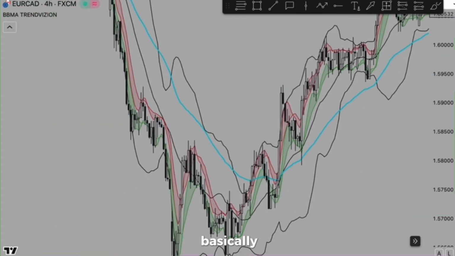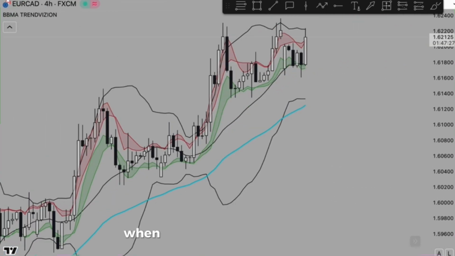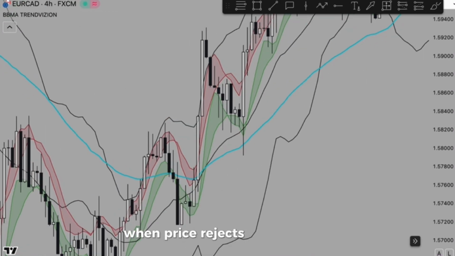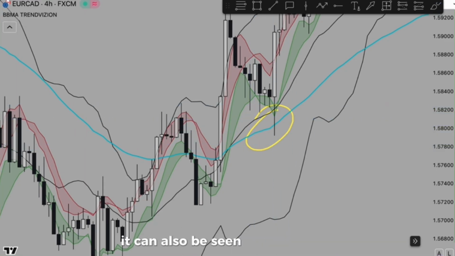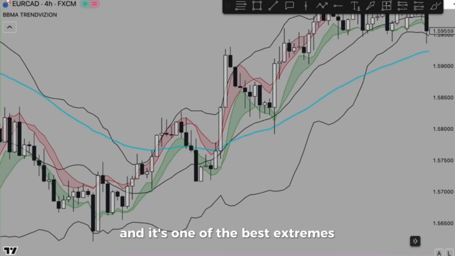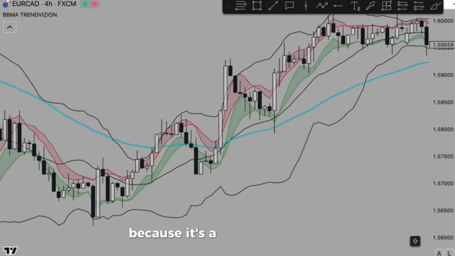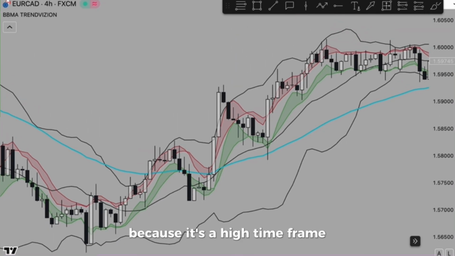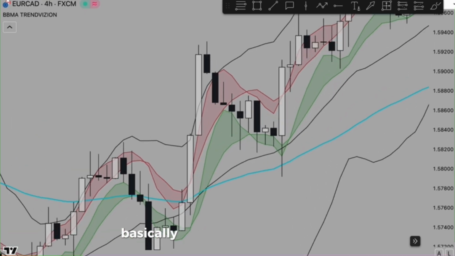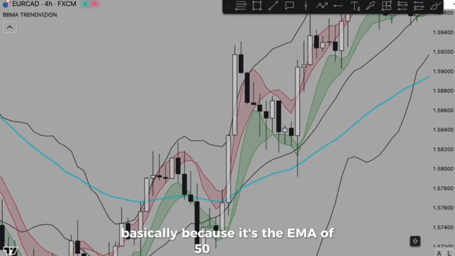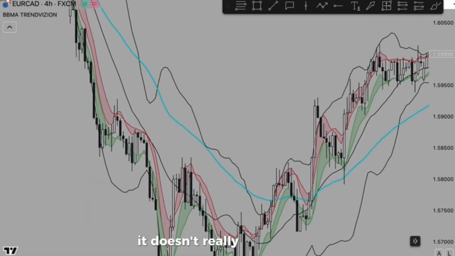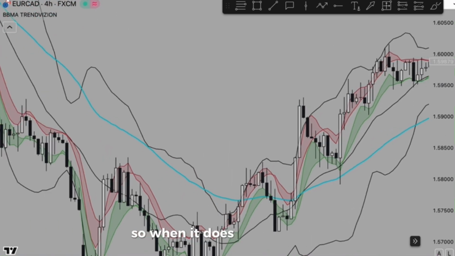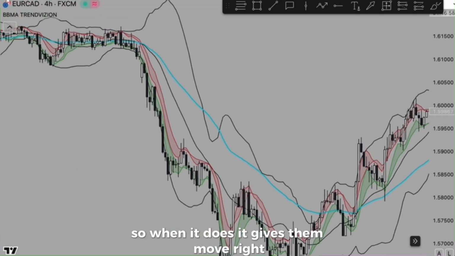So basically, when price rejects the EMA like this, in BBMA it can also be seen as an extreme, and it's one of the best extremes in my opinion because it's a high time frame extreme, since it's an EMA of 50 candles. So it doesn't really reject much, so when it does, it gives a move, right?